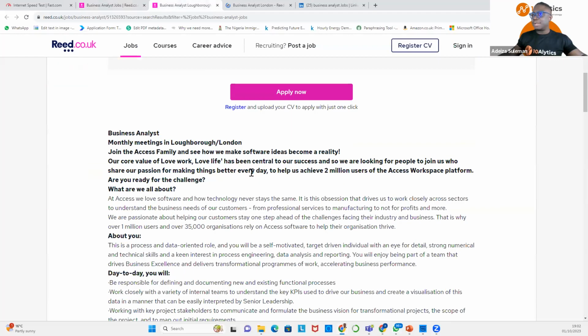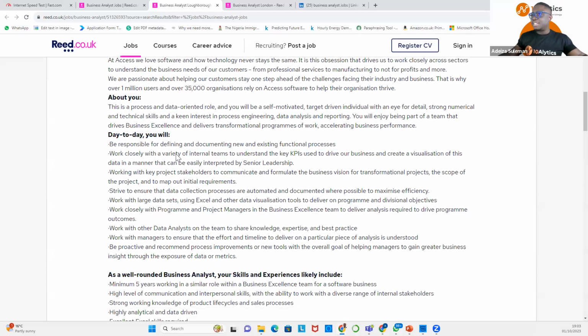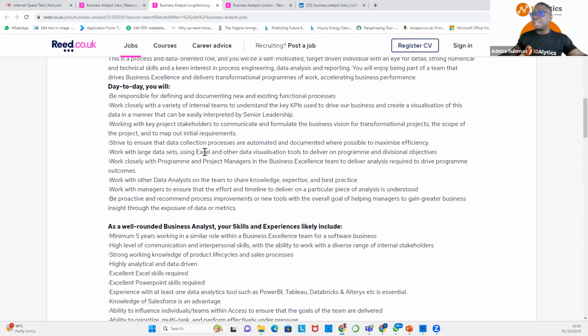Okay, so let's see this particular one and see what do you need. You need to be responsible for defining and documenting new and existing functional processes. Work closely with a variety of internal teams to understand KPIs and drive business and create visualizations of this data in a manner that can be easily interpreted to senior leadership. Let's see the tools that they want you to understand. Use of Excel, work with large data using Excel and other data visualization tools. For example, Power BI.